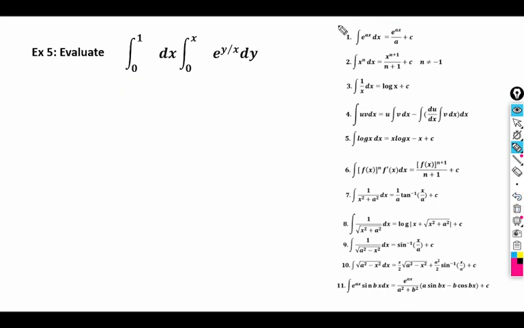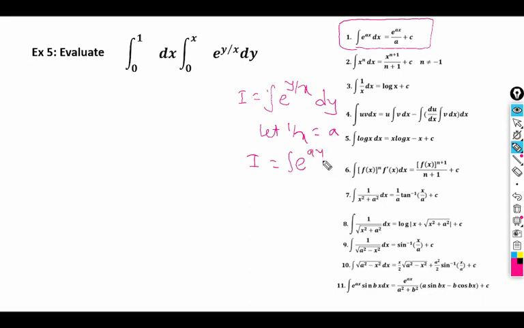So this is the formula we are going to fit. The side work that we are going to do here is the integral of e raised to y by x dy with respect to y. So let 1 by x be a. So the integral becomes the integral of e raised to ay dy. And now you see the formula is fitted. This is the formula number 1 we require.